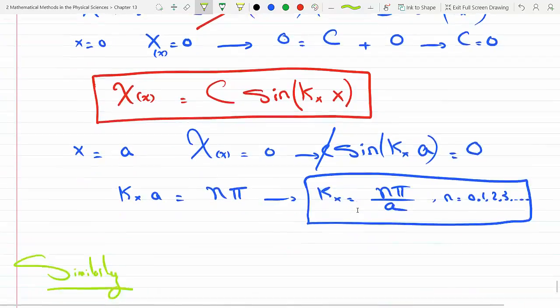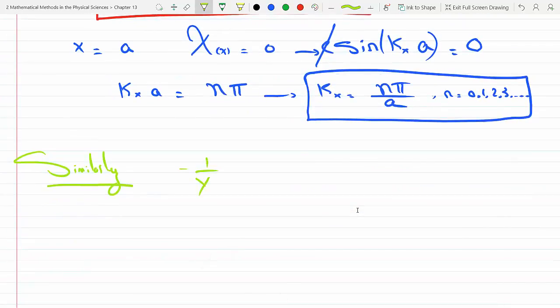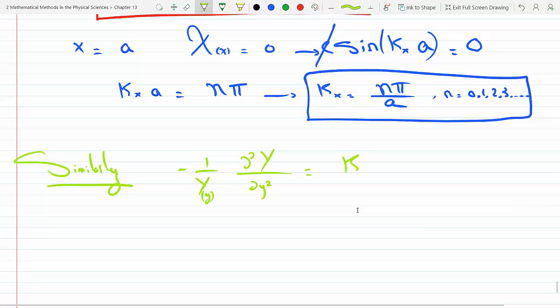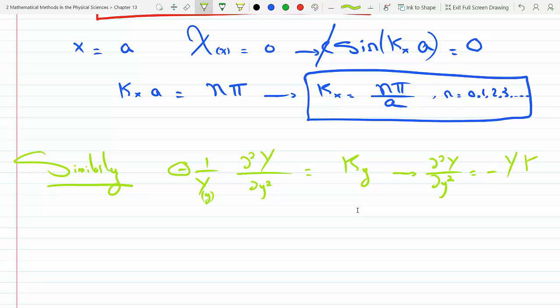This already has a minus sign here, so you're going to say minus 1 over Y, d squared Y over dy squared. This is a function of small y. You're going to call this k y. It has to be a constant, but rather than minus k y, it's going to be k y, because you already have the minus sign here, which you could switch to the other side when you multiply by minus Y, so you would get d squared Y over dy squared equals minus k y Y.